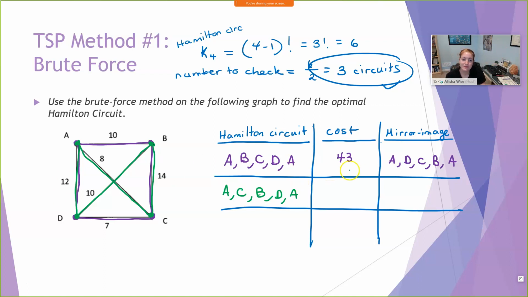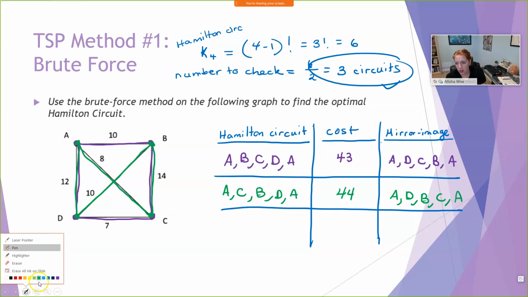Okay, anyways. Just go ahead and add those links together. 8 plus 14 plus 10 plus 12. It looks like the total cost is 44. Already we're seeing that's more than the other one, but that doesn't mean that this one's optimal. Let's go ahead and write the mirror image. A, D, B, C, A. Now, there's one more left.